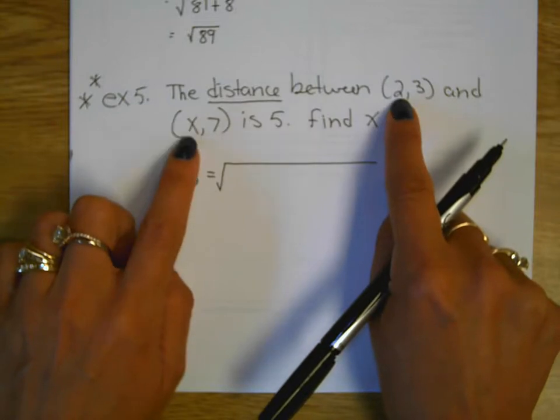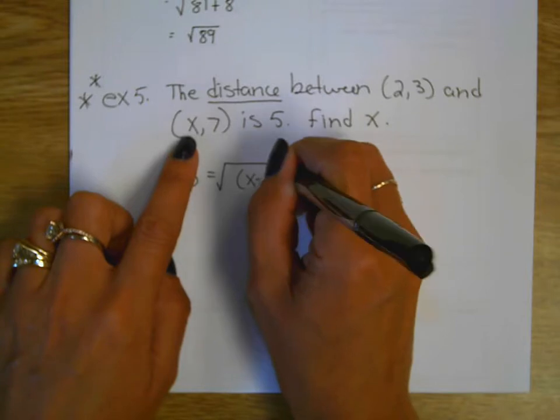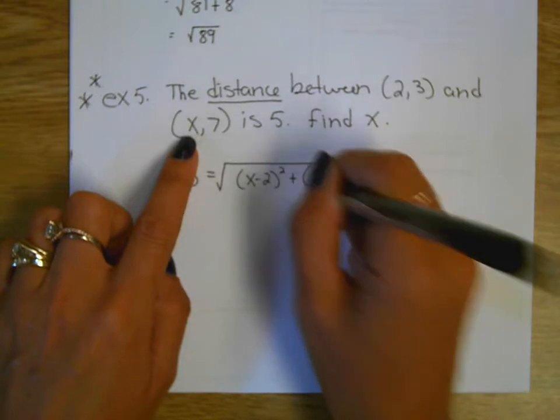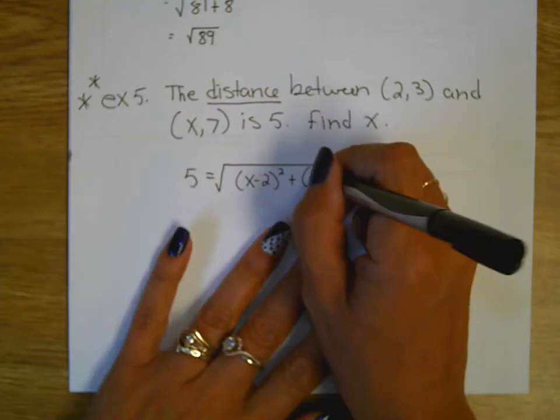I like x minus 2. I like to keep the x first also. So I'm going to go x minus 2 squared. And we add. Now we do the same thing with the y's. 7 minus 3.